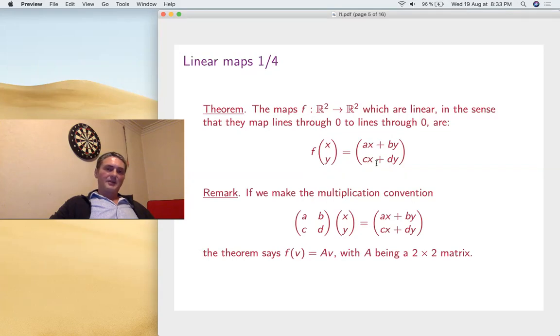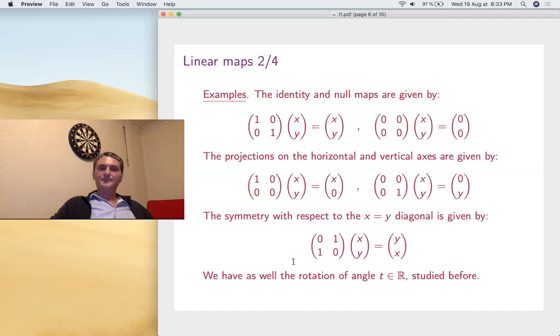Now, these parameters ABCD, you can put them in a matrix, so it's better to make this convention. It's a convention, so every time I have a 2 by 2 matrix and a vector, I can multiply them and I get this guy here. So with this convention, the theorem simply tells us that the linear maps are those of the form f of v is A v, right? That's what's written here. F of a vector v is the vector multiplied by a matrix. Okay, so with this multiplication convention, that's our theorem. The linear maps are f of v is A v, that's all.